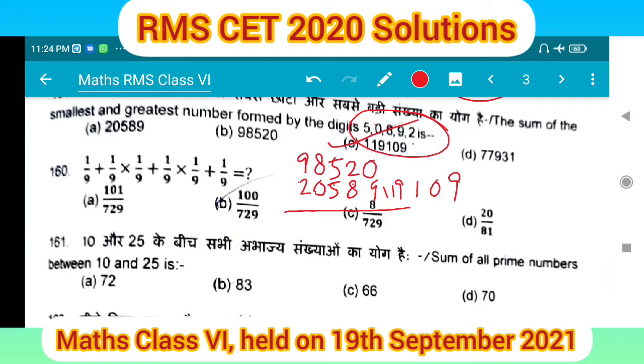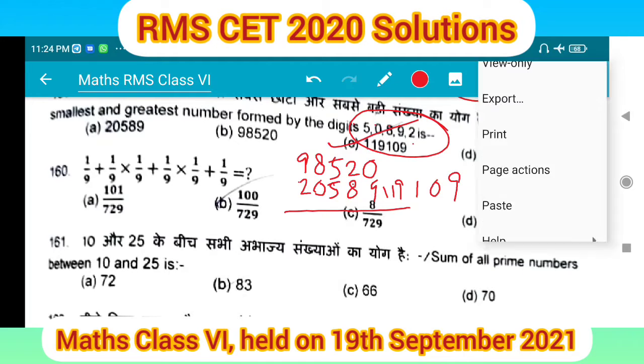See here, 1 by 9 plus 1 by 9 into 1 by 9. I am going for the solution.